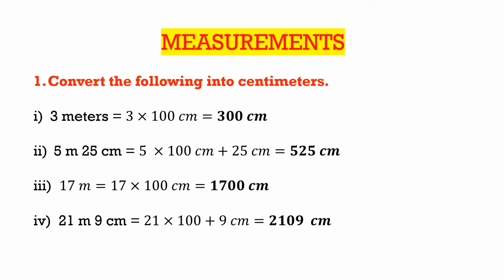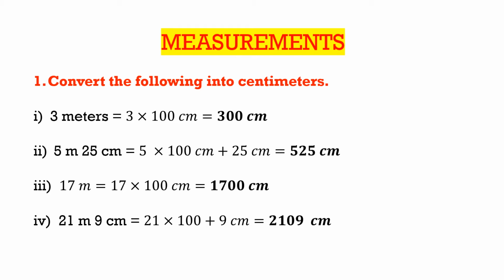The fourth question is 21 meter 9 centimeter. We have to convert 21 meter 9 centimeter into centimeters. We know 1 meter equals 100 centimeters. So we multiply 21 meters by 100. 21 multiplied by 100 centimeters plus 9 centimeters. 21 multiplied by 100 is 2100, 2100 centimeters plus 9 centimeters. So we get 2109 centimeters. So 21 meter 9 centimeter equals 2109 centimeters.